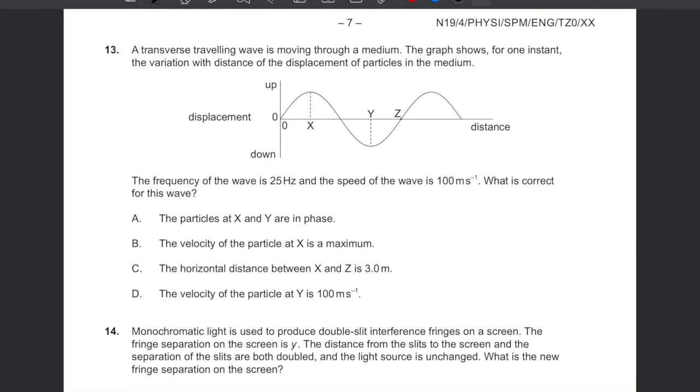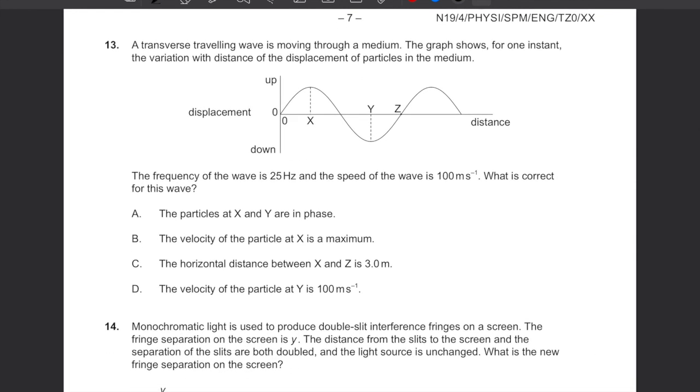Okay, so question 13, we have a traveling wave moving through a medium and the graph shows us the wave at a given instant, the variation with distance of the displacement. We're given the frequency and the speed and asked what is correct for this wave. So definitely X and Y are not in phase. They are completely out of phase, as we say. When X is up, Y is down, okay?